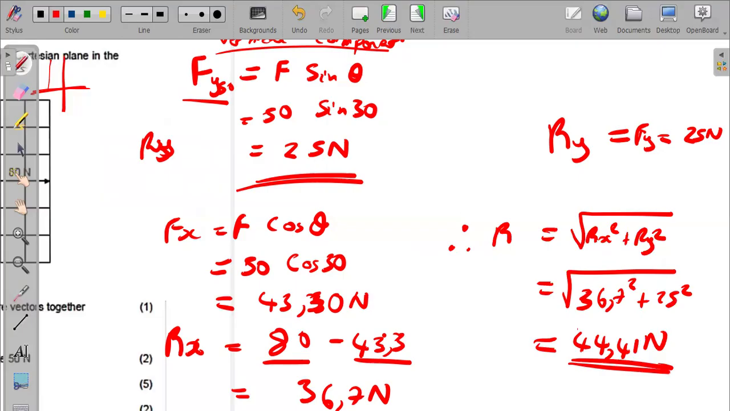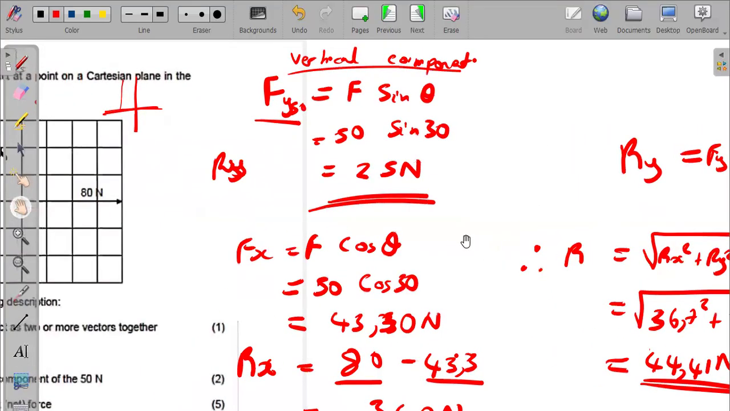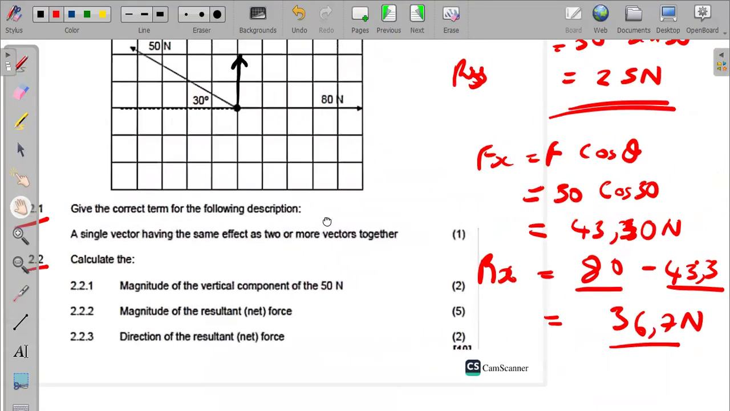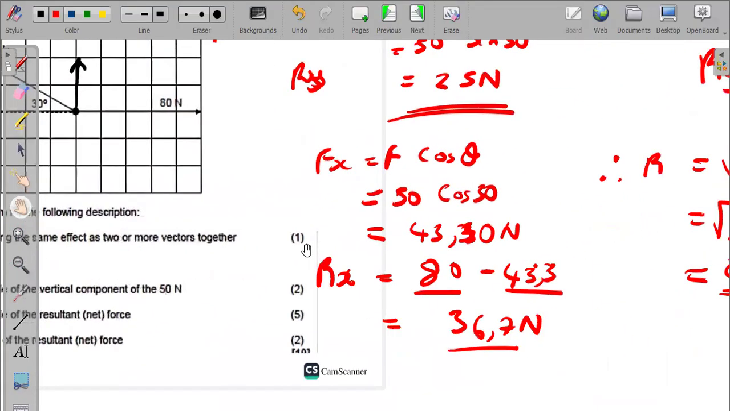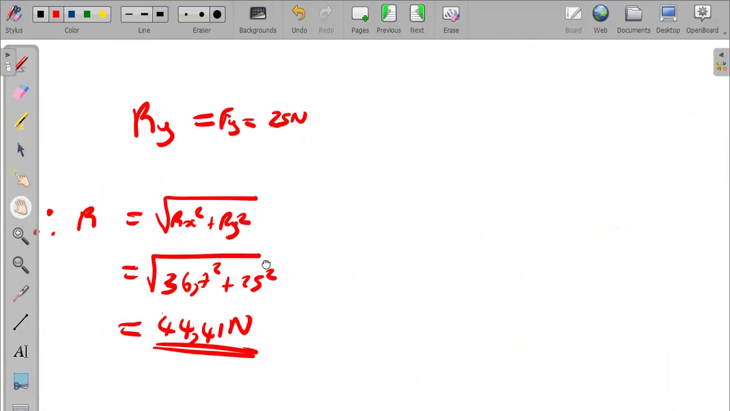So that's 2.2.2 for us. The next question there is saying calculate the direction of the resultant net force. So we want the direction. All right.